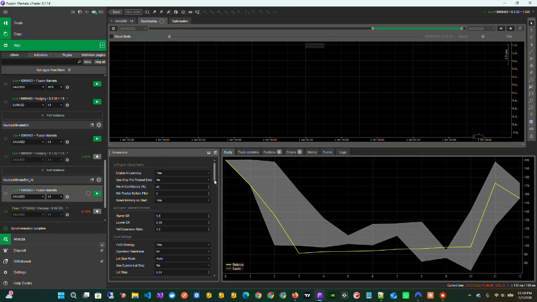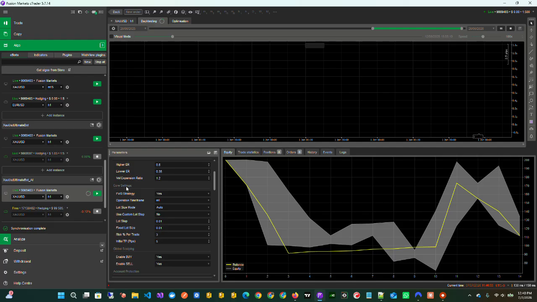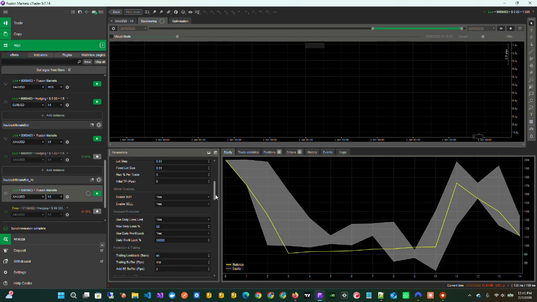So there are a couple of things that you can set. You can go through them one by one. We have the core settings. We have the fair value gap strategy. You can disable this. This includes the fair value gap and the momentum strategy.